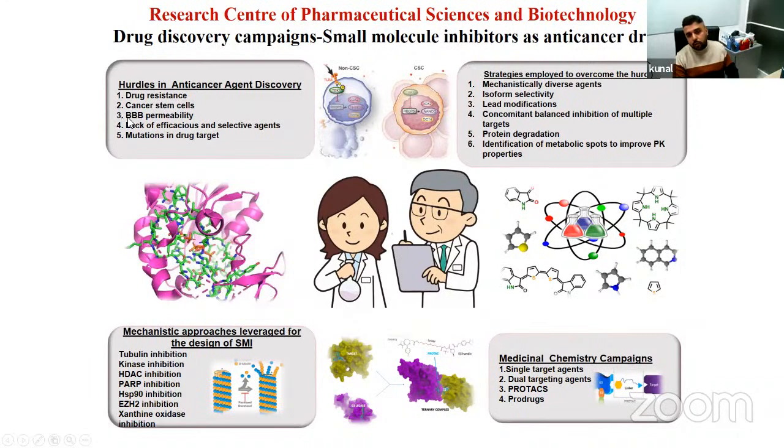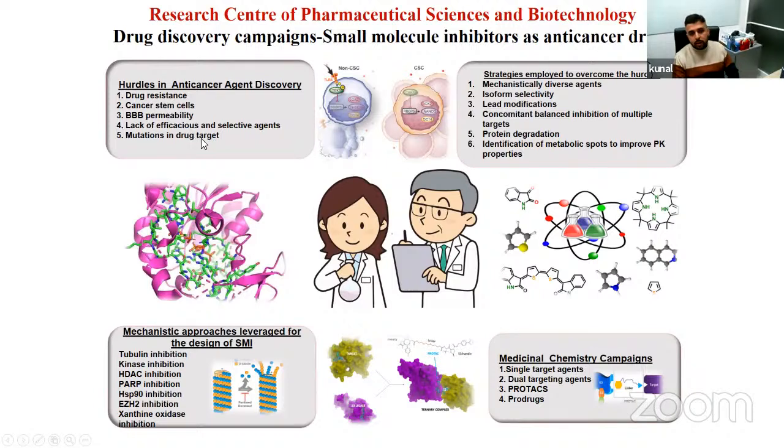Because we are working in the area of brain tumors, glioblastoma, we synthesize a lot of drugs which show very good activity in preliminary studies, but ultimately blood-brain barrier permeability has been an issue. So we are now employing a very logical approach to design drugs for the brain. Lack of efficacious and selective agents: healthy cells, normal cells versus cancer cells. Every team finds it easy to synthesize cytotoxic agents, but anti-cancer compounds should have selectivity towards the cancer cells and should not be that active against normal cells. Sometimes we just end up making cytotoxic agents, but we need compounds which do not have any activity against normal cells.